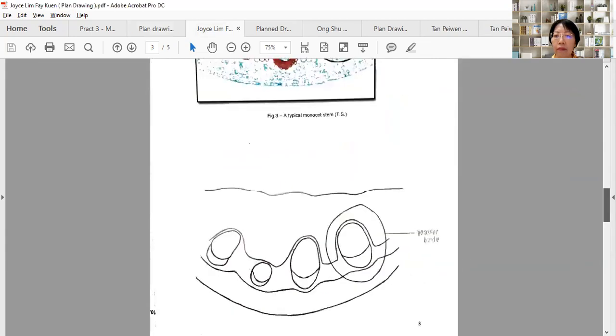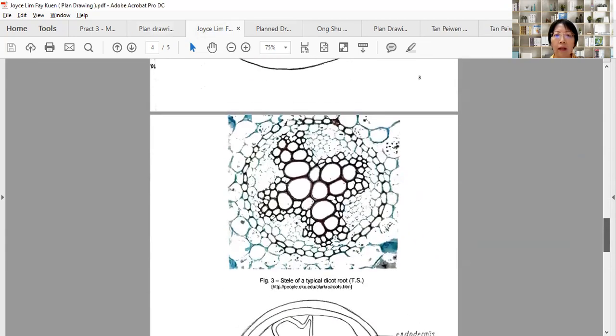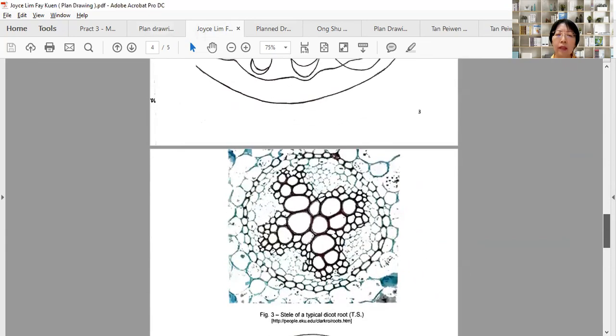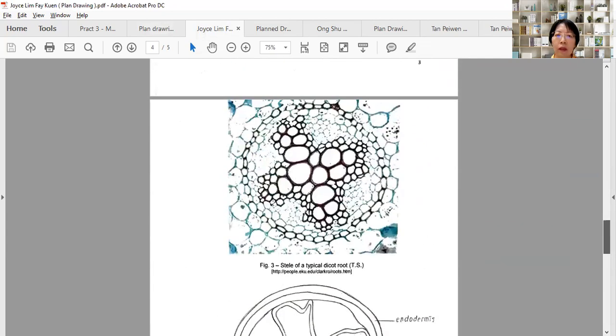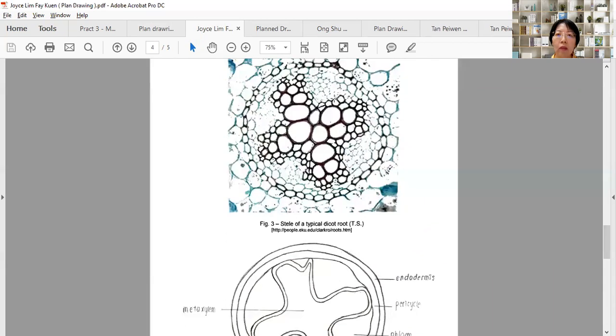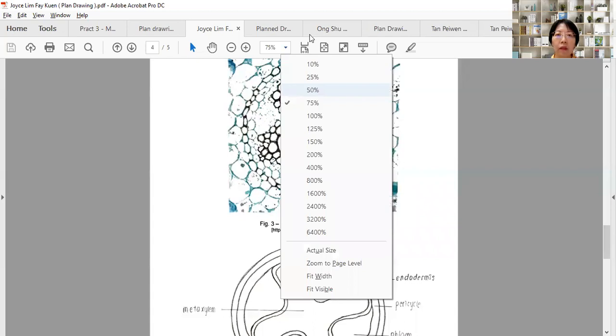This one is finished already. I don't know why in the previous one it didn't scan this page. You see, this page here. Is this drawing accurate? It looks quite accurate to me. Let's make it smaller so we can check, okay?